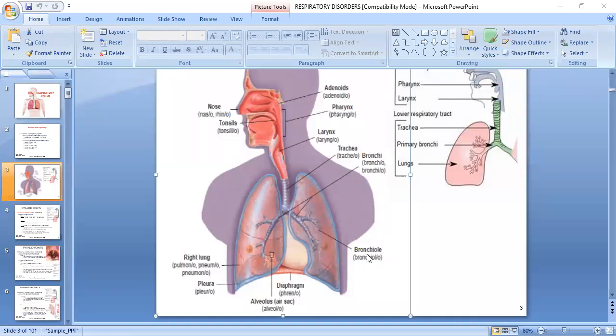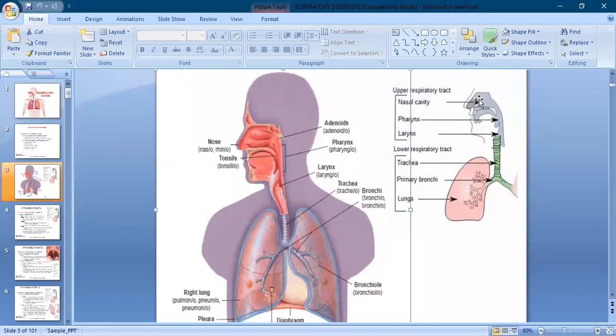This is called bronchiole. In this picture here, you see they divided the respiratory system into the upper respiratory tract and the lower respiratory tract. In this lecture, upper respiratory tract means nasal cavity, pharynx, and larynx.